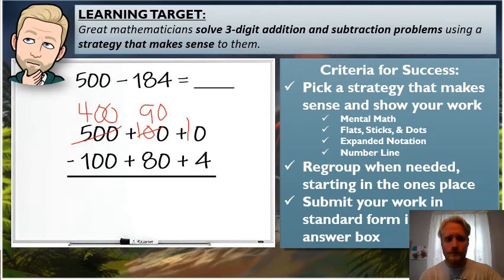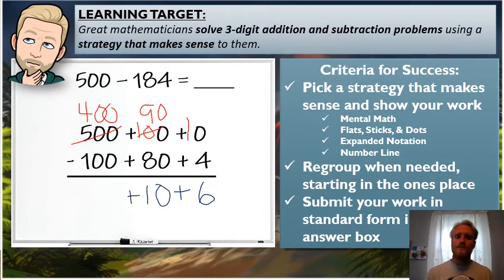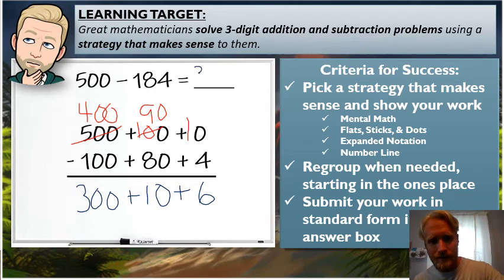All right, so now 10 minus 4. 4 plus 6 is 10, so 10 minus 4 is 6. 90 minus 80, well, 9 minus 8 is 1, so it's going to leave me with 10. And 400 minus 100. 4 minus 1 is 3, so that's going to be 300. All right, so 300 plus 10 plus 6 equals what? All right, 316. Nice job, second graders.